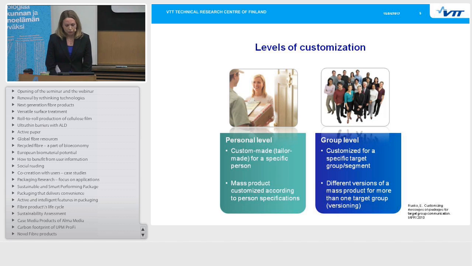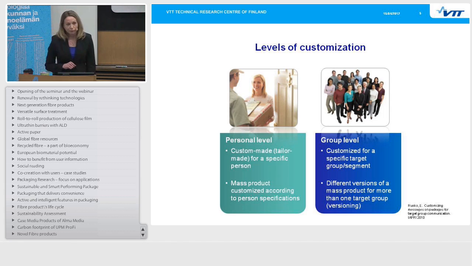At group level, we also have two options: either to customize the packages for the specific chosen target group, or to make different versions of the so-called mass product for more than one target group. I highly recommend for all the people producing consumer products to take a look at these levels and see how they suit the target group of your product.